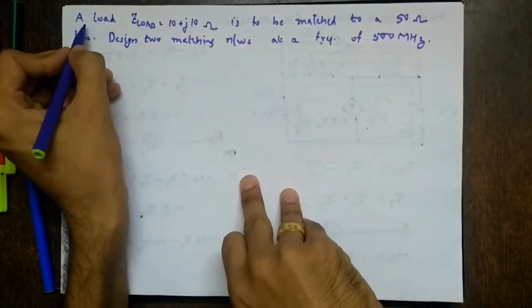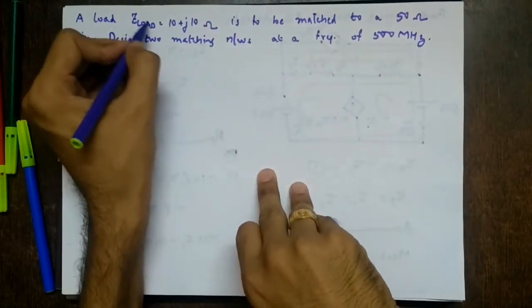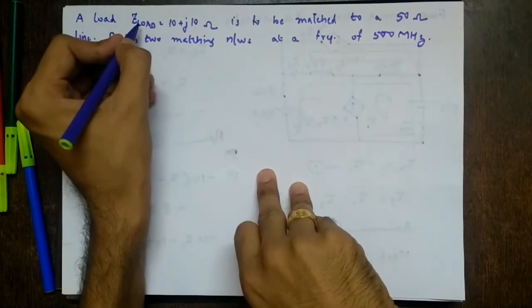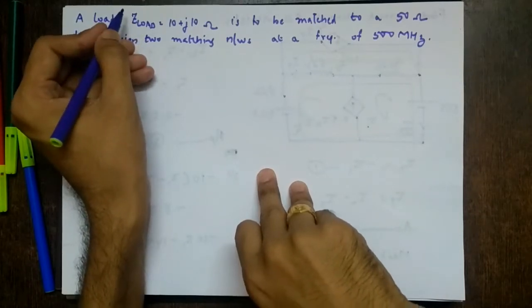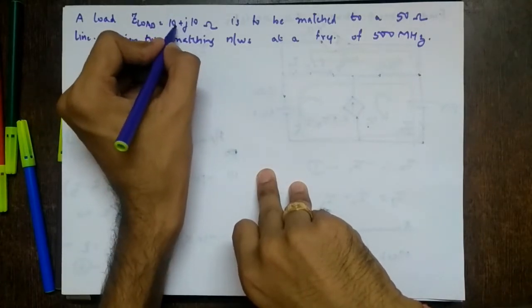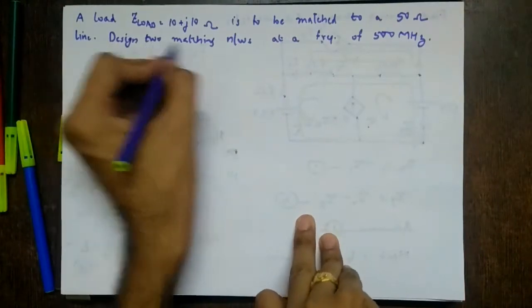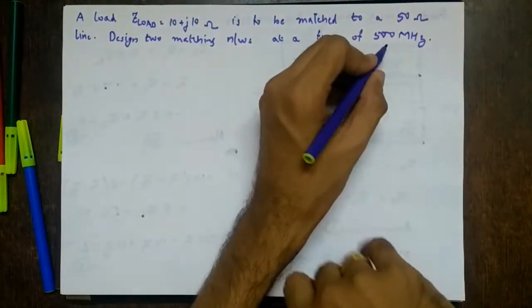So the numerical is a load, Z load. We write Z load here because we are using ZL for inductance or impedance of an inductor. So Z load, if you write ZL also it is fine, equal to 10 plus J10 ohms, is to be matched to a 50 ohms line. Design two matching networks at a frequency of 2 MHz.